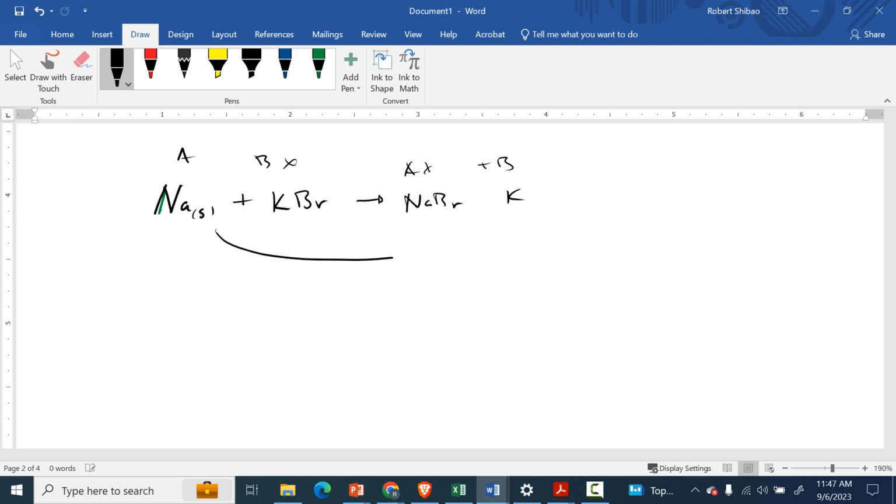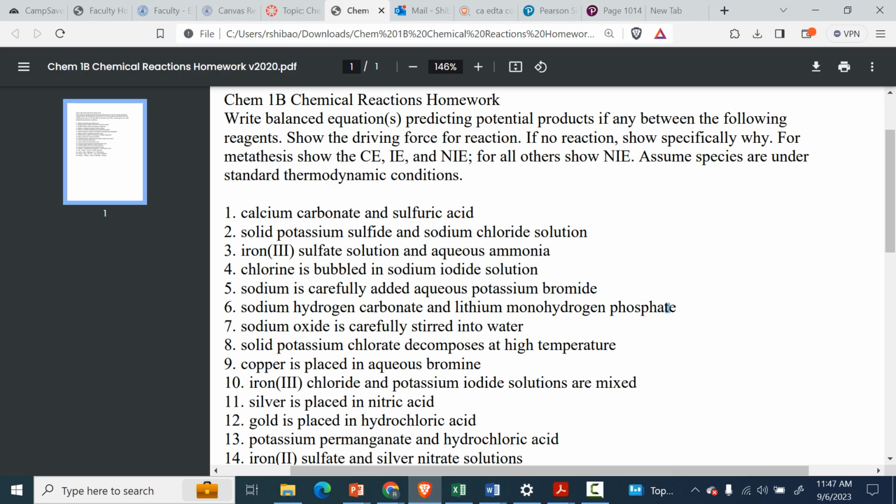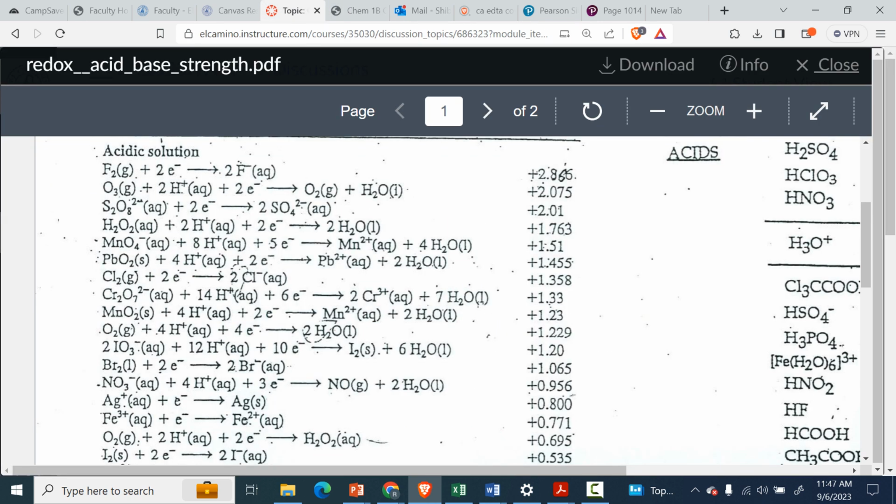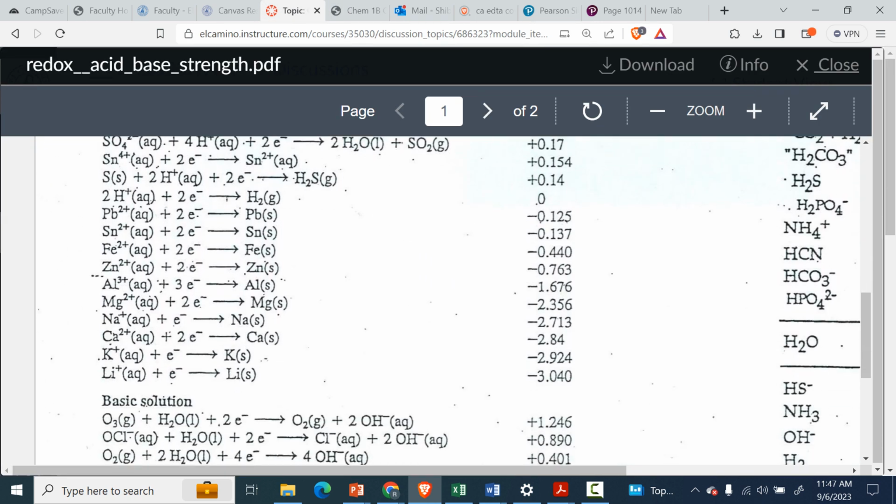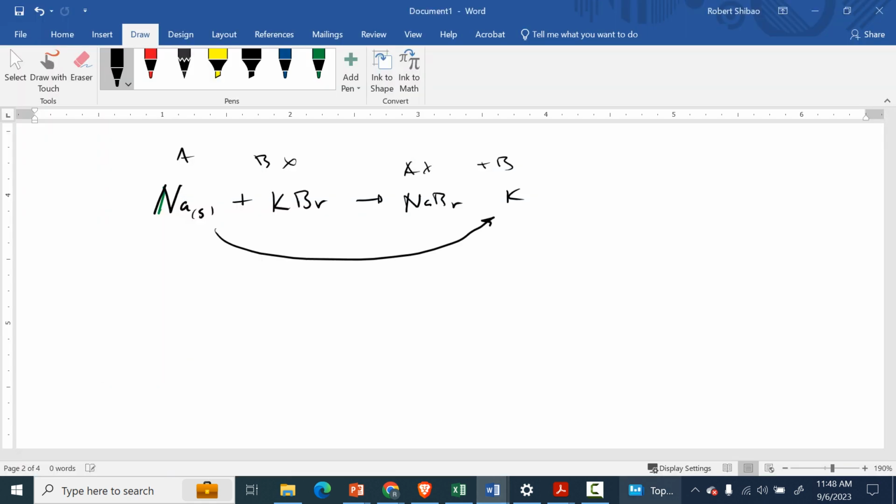And then we compare sodium versus potassium on the activity series. We have the upside down activity series on our chart. Here. So you recall lithium is the most active, and then potassium is the second most active, and sodium would be the fourth most active. So we're comparing sodium and potassium. Potassium is more active than sodium.